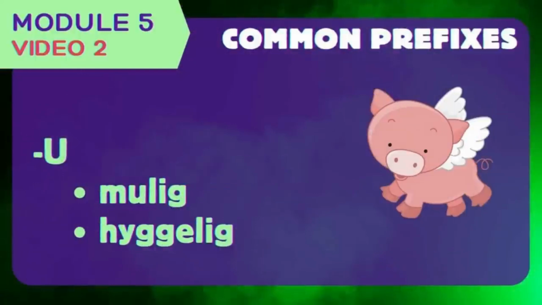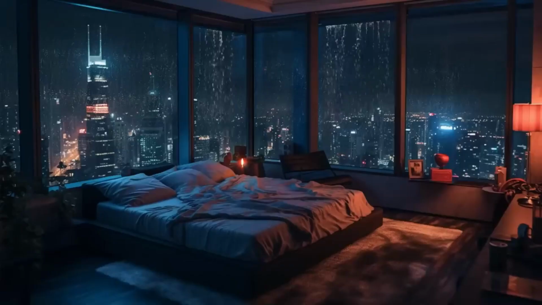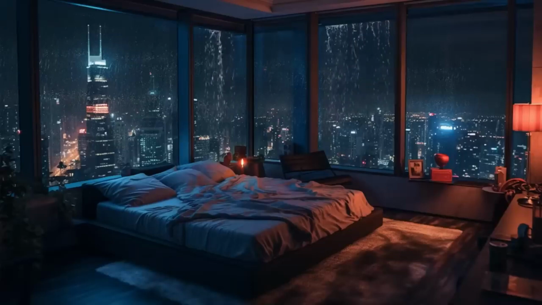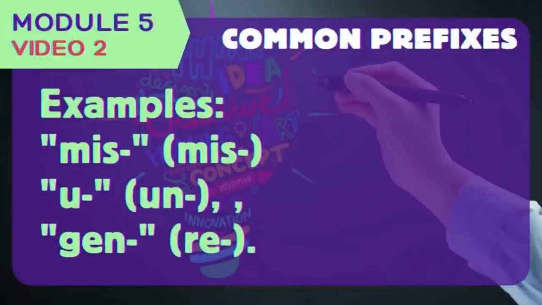And just like we had at the start, here is another example with umulig, impossible, uhyggelig, creepy. You probably know the Danish word hyggelig, right? Everybody's talking about hygge and that things are so hyggelig. If they are uhyggelig, that is the negation, the opposite, now they're not cozy, they're uncozy, which actually means, in most cases, creepy. So our three examples of prefixes: mis, meaning mis, u, meaning un, more often than not, and gen, usually translating as re.